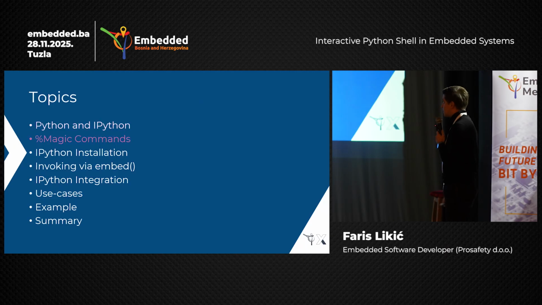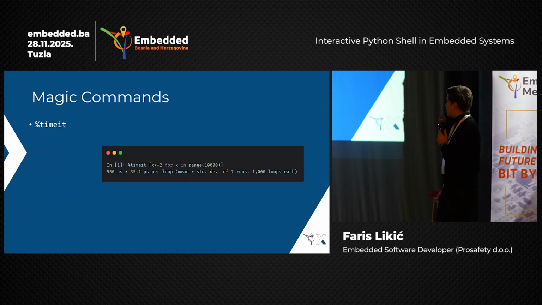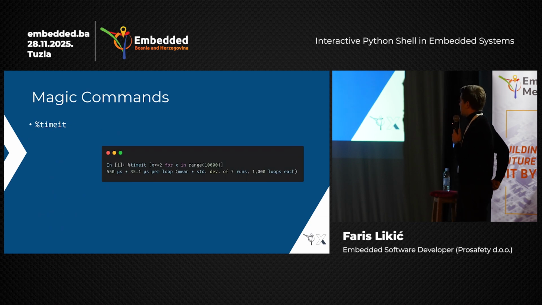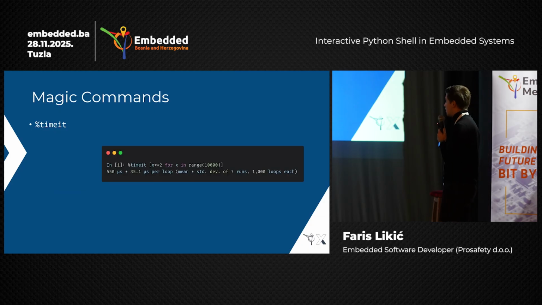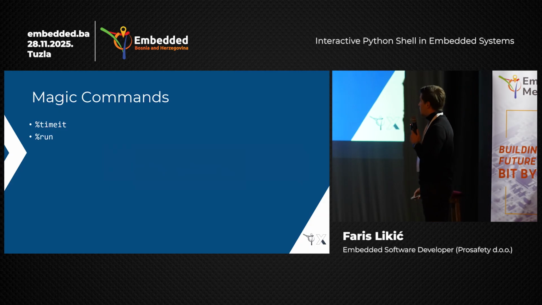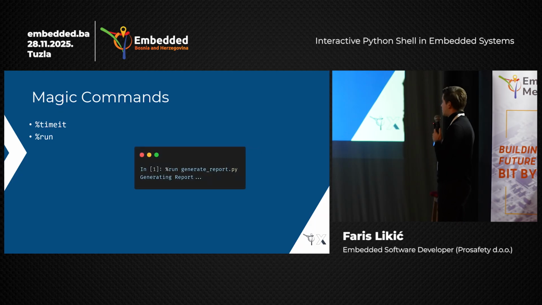Okay, so let's take a look at these magic commands next. The first one is called timeit. The way you invoke them is you type this % sign and the name of the command. For example, here we have a command that basically tells us how long it took to execute this particular piece of code here. The second one, for example, is run.